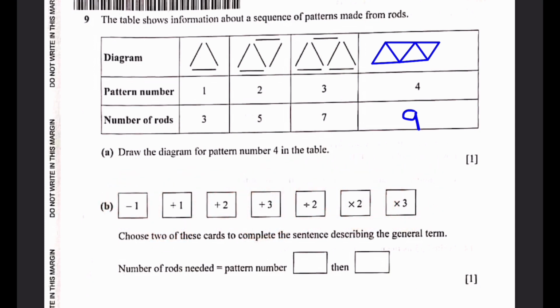Part B. The cards read: minus 1, plus 1, plus 2, plus 3, divided by 2, multiplied by 2, multiplied by 3. Let's see why we've been given these. Choose 2 of these cards to complete the sentence describing the general term. Number of rods needed is pattern number dash, then dash. So we need to fill it with 2 of all these 7 cards.